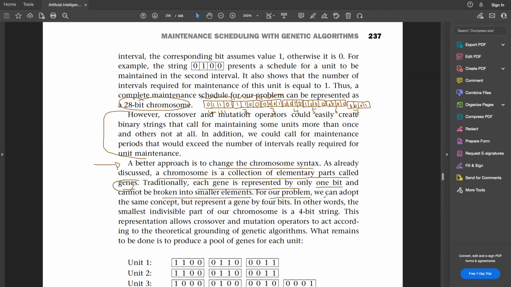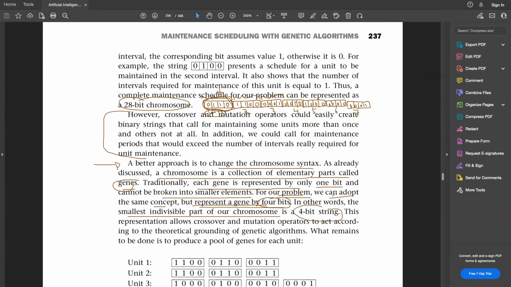So here we are saying for this problem, we can adopt the concept of a gene, but represent a gene by 4 bits. Okay, so the 4 bits that we are having here for each unit are going to be considered as one unit. Instead of having single bits as genes, each unit will be represented by a gene that constitutes 4 bits. That's why we are saying that for our problem, we can represent a gene by 4 bits. In other words, the smallest indivisible part of the chromosome is a 4-bit string.